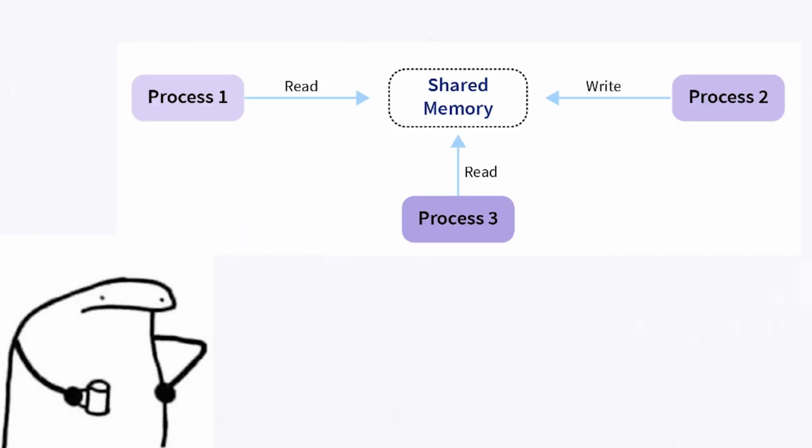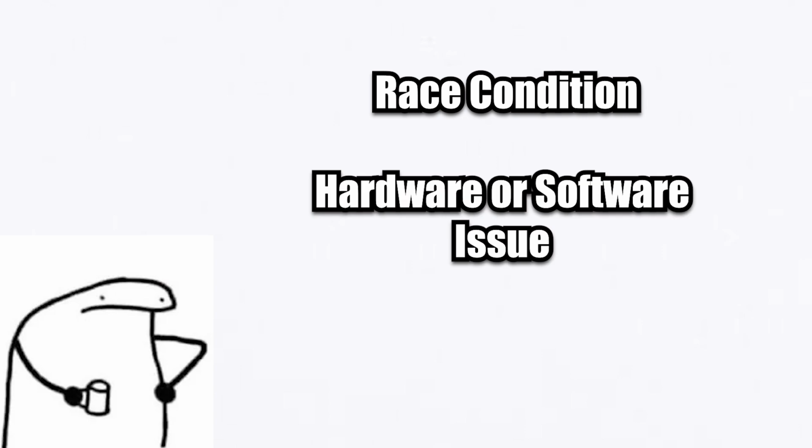Just like process synchronization. Now, when processes do have access to the same pool of resources, this can lead to data inconsistencies. There are a lot of factors that can cause these issues to come about, like race conditions, hardware and software issues, or deadlocks. That's not really important, for now at least.